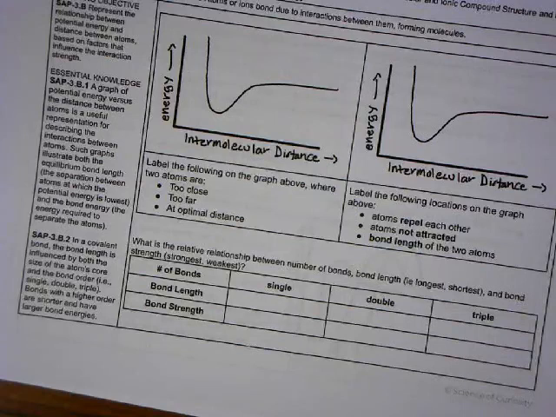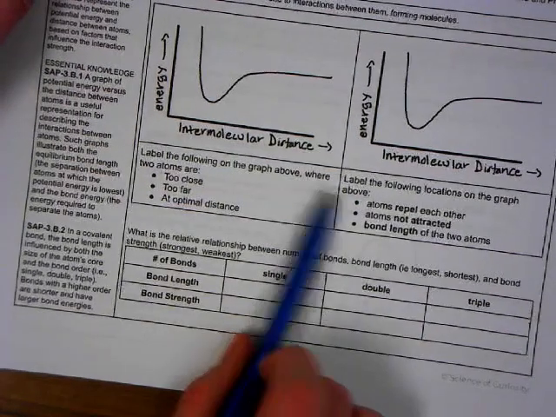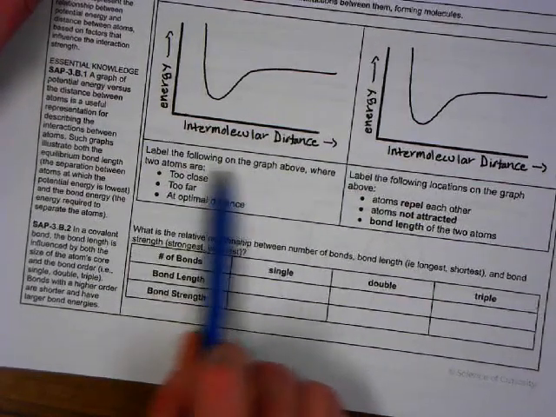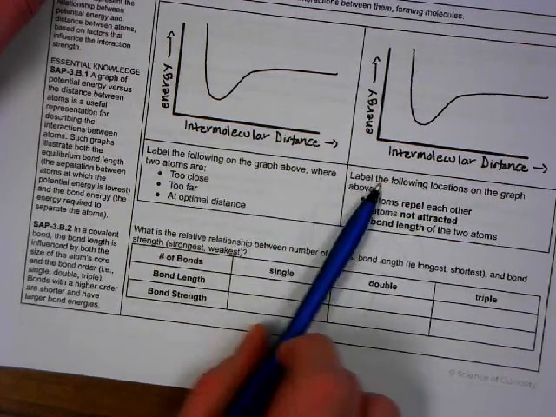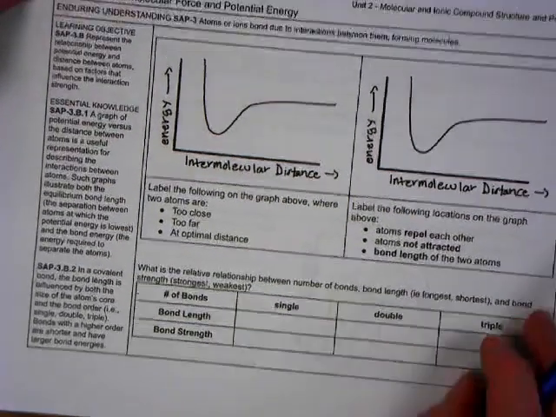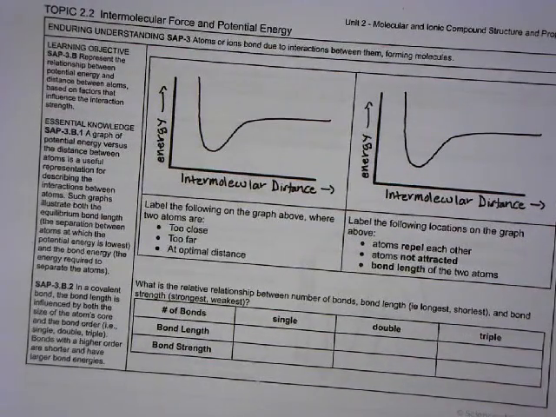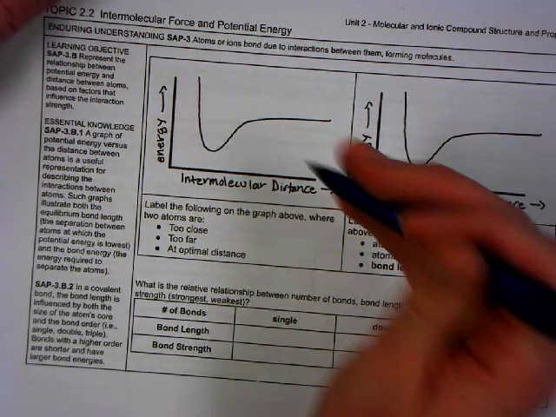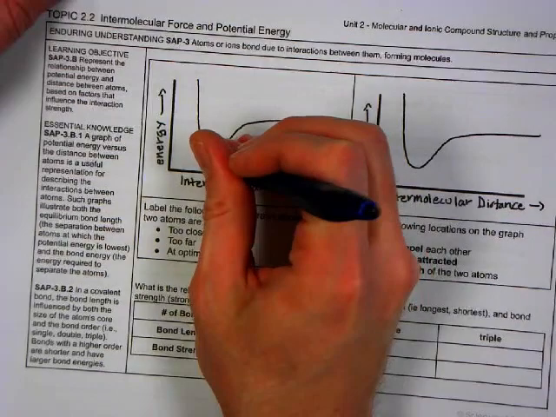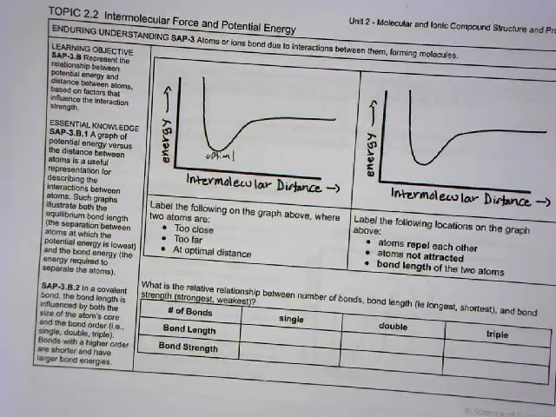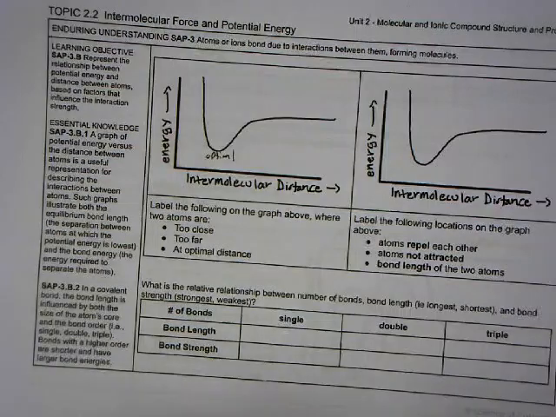Then we have these things. Do you guys remember bond length? Label the following on the graph. Where two atoms are too close, too far, or at an optimal distance. Do you guys remember where the optimal distance is? The part on the line, the dippy part. Yes. The optimal distance is where the attractive and repulsive forces are kind of balanced.